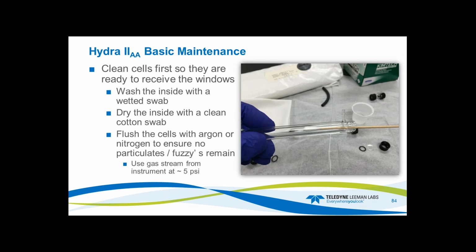So you want to clean the cells first. Once you have those clean, they're ready to receive the clean windows. So you want to wash the inside with a wet swab. Use a dry, clean cotton swab to dry it out, and then flush with argon to clean out any of the fuzzies or any particulates that remain. So you want to make sure they're cleaned out of there. You can use a gas stream from the instrument to do this. Set to 5 psi so you don't lose anything that you're holding, make sure the pressure is low.